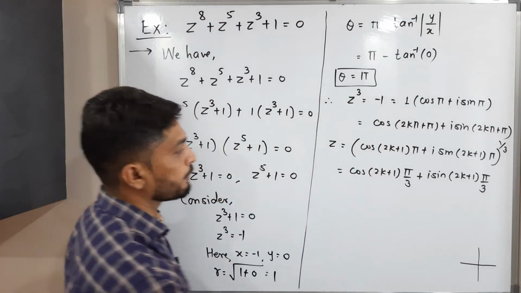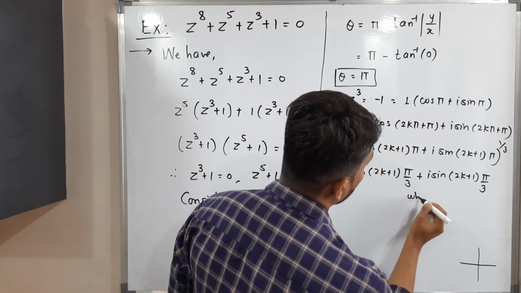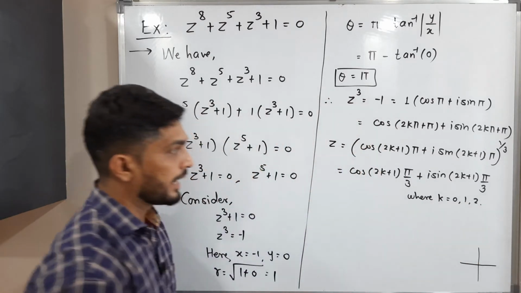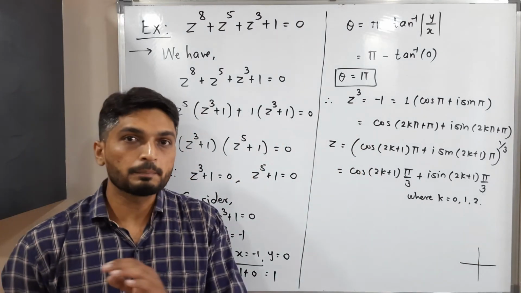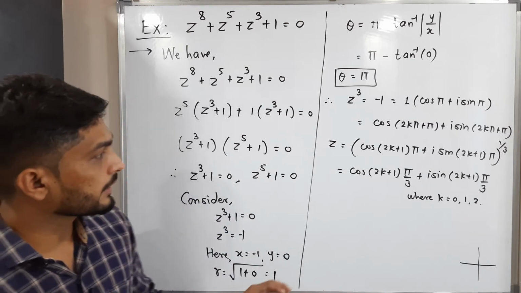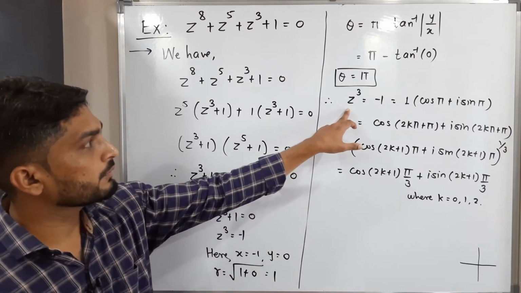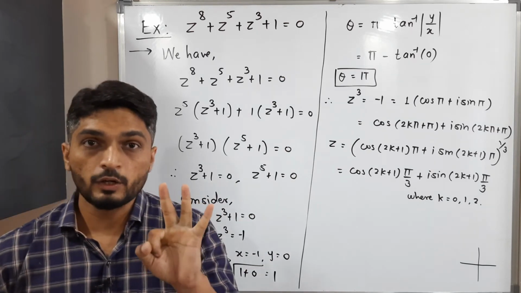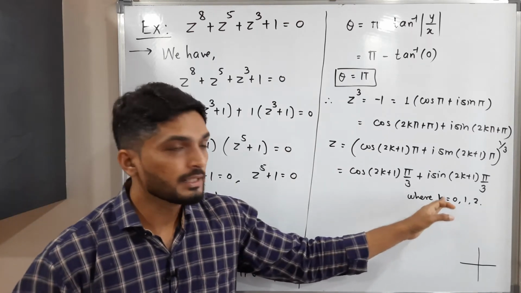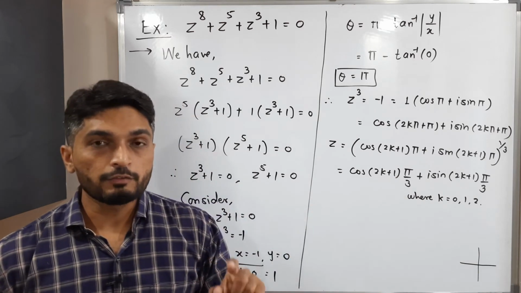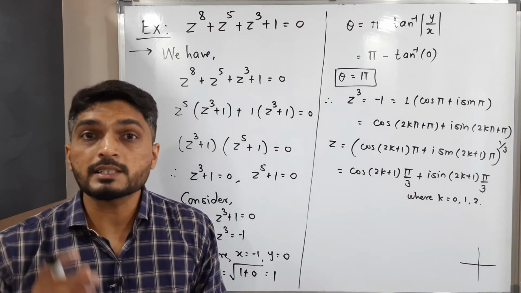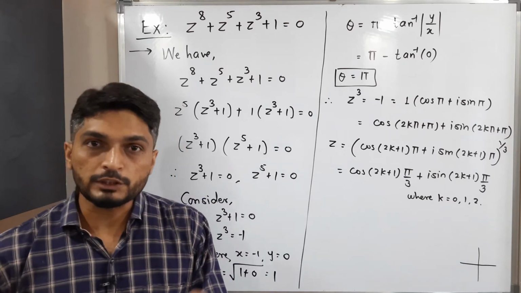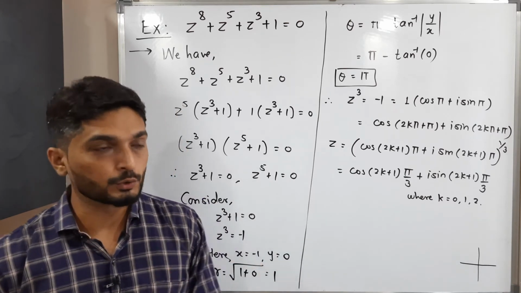Okay, so obviously here I should mention k varies from 0, 1, 2, as I told you the reason in the previous video. So see here what we are solving, z cube is equal to -1. So obviously we will have three different roots. So that's why I should vary k from 0, 1, 2. If you take k is equal to 3, then you will have the same root which we get for k is equal to 0. I will put first k is equal to 0 to get our first root.